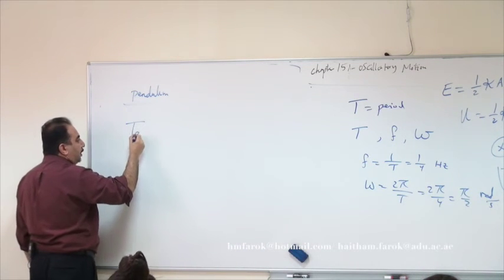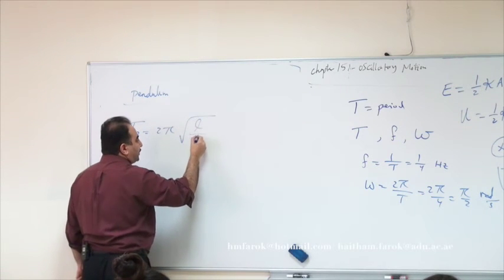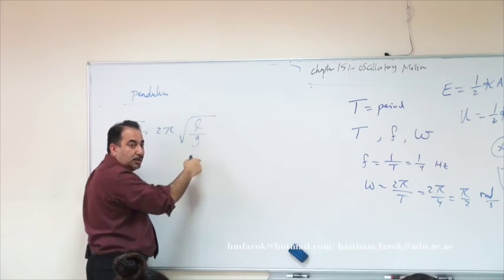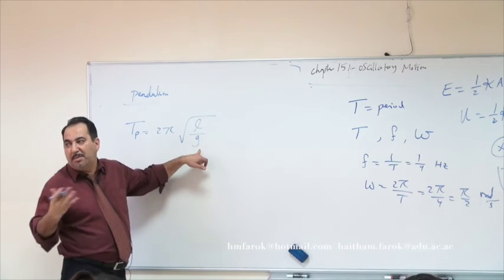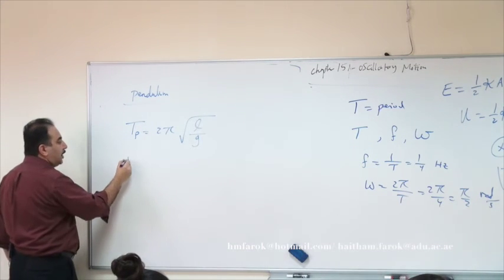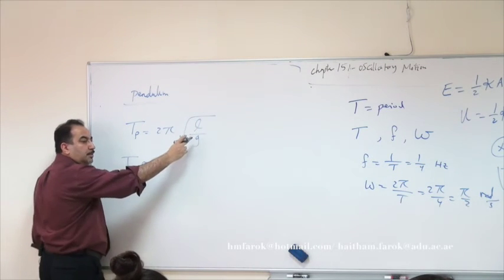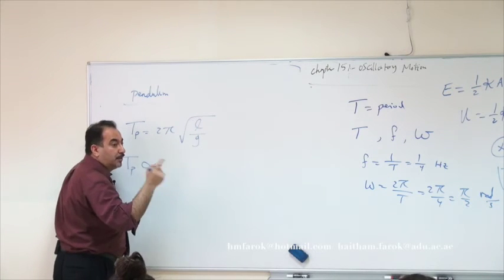The period of a pendulum is T = 2π√(L/g). What is L? Length of the pendulum. g, gravity, the acceleration on the planet. If you are on Earth, this is 9.8. If you are on another planet, not 9.8. Now from this one, what can you see? The pendulum period is directly proportional to the root of length, not length.